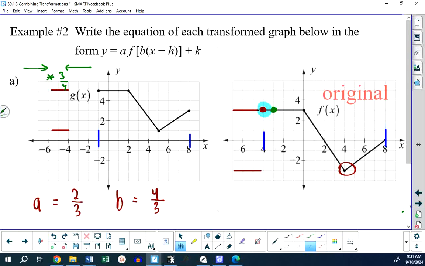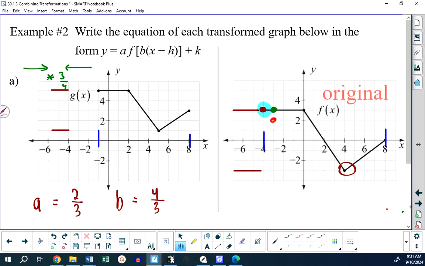If I take that point that I've put a brown dot on, that's highlighted in bluish, and I stretch it horizontally by 3/4, which is what happens, it lands on that green dot. Now what I'm going to do is stretch that vertically by 2/3, and it's going to land on this red dot. Because this green dot is 3 above the x-axis, 2/3 of 3 is 2.